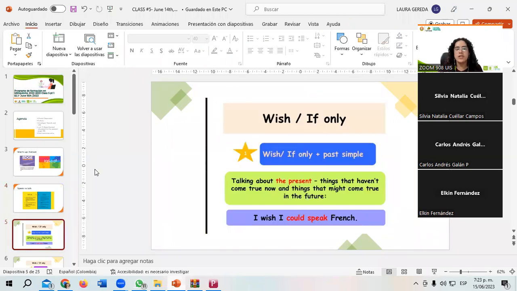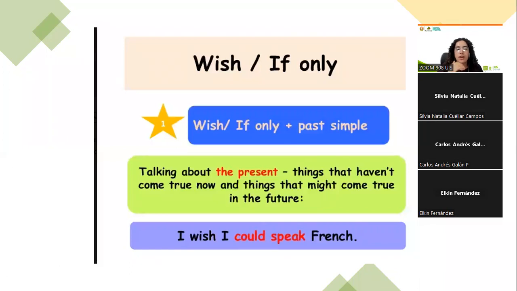Okay, so to summarize here, you can see. Un pequeño resumen. Wish o if only más el pasado simple. This is talking about the present, okay? Cosas que no son reales ahora, pero que podrían ser reales en el futuro. I wish I could speak French, okay?